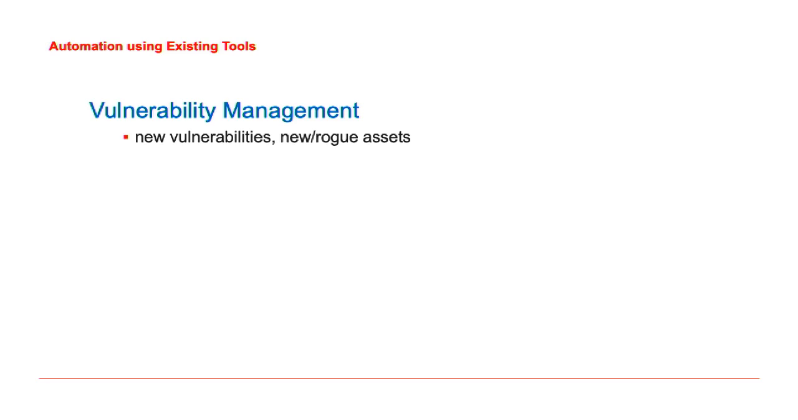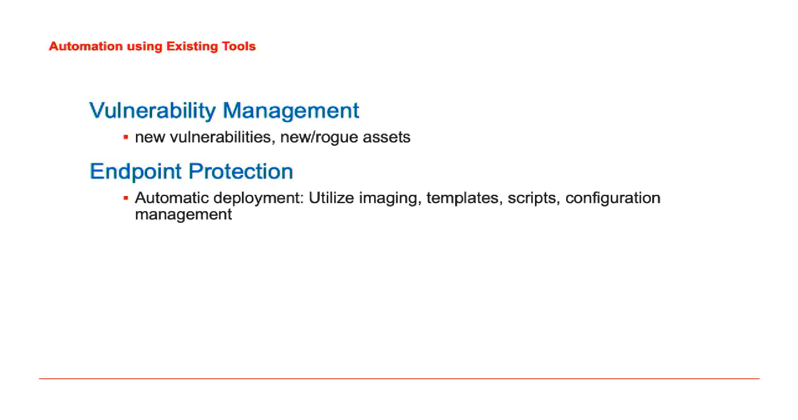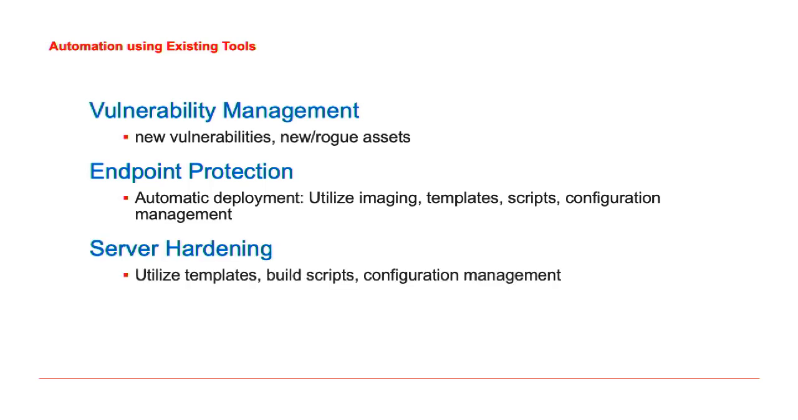And then also, if a rogue asset shows up, it's a good time to kick it off the network or do whatever you need to do with it. For endpoint protection, my main point here is don't have your SOC analyst going out and installing endpoint protection. That should be part of an image, part of configuration management, part of scripting, something. You don't want to put a SOC analyst or even an IT person out installing that kind of stuff. You definitely want that to be automated, and if somebody puts a machine in your domain, it should just happen.